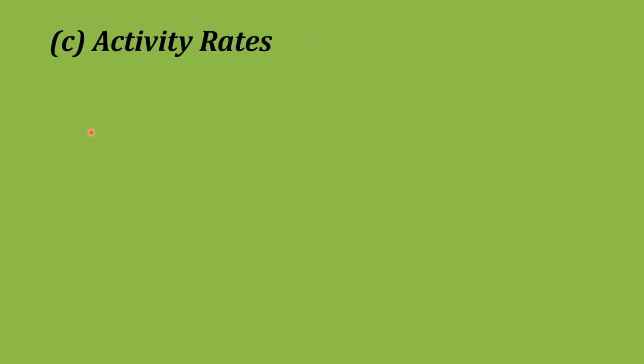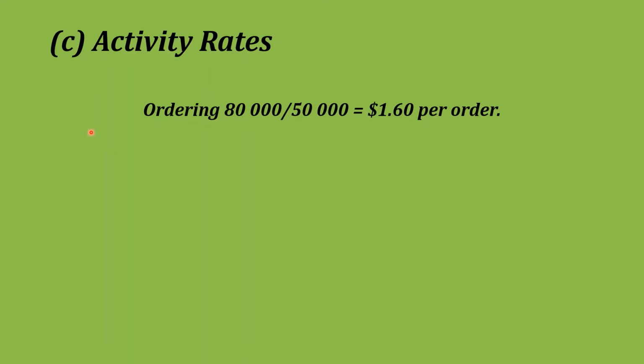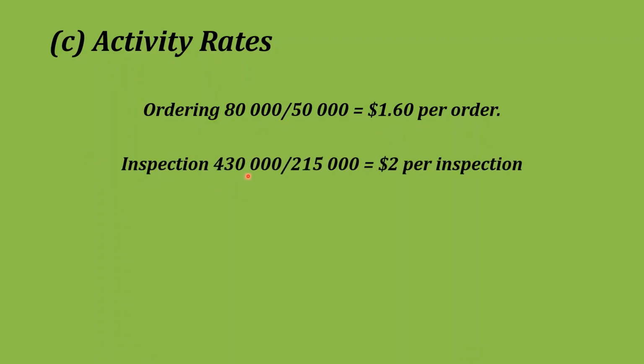Part C asks for the activity rates. We take each one of the activities, like ordering, and we take the overheads for that and divide it by the number of the cost drivers. And we'll get 160 for ordering. Inspection is 430,000 for the overheads and 250,000 inspections. So it's $2 per inspection. Okay, you may want to pause the video and go back and look at these figures to see where they are coming from in the table.